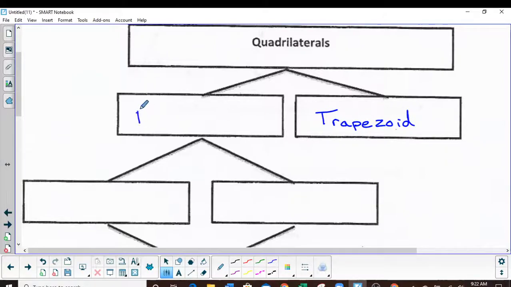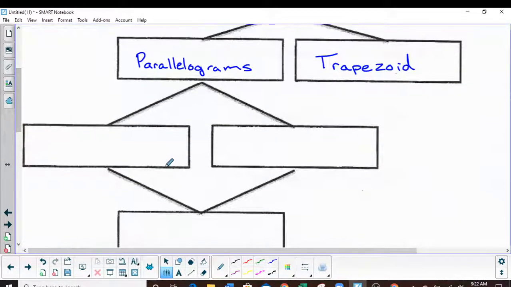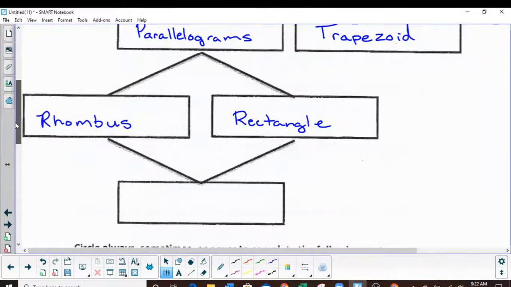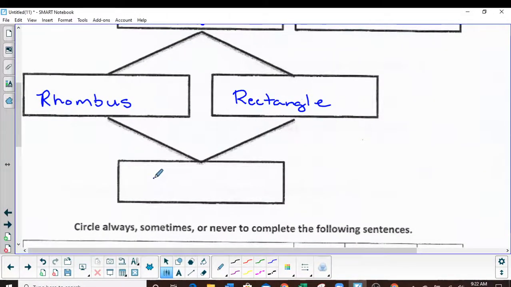And over here is our family of parallelograms. And parallelograms have two pair of parallel sides. So let's go ahead and start right here with our rhombus. And over here our rectangle. And right below that, this is connected to both of these, would be our square.